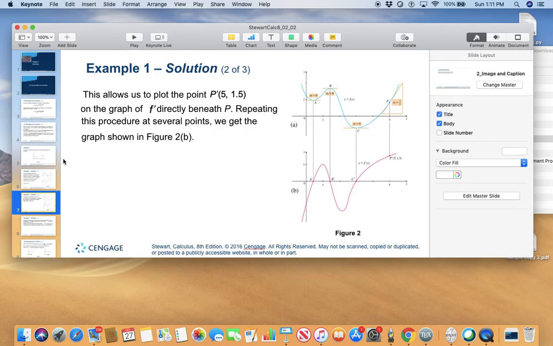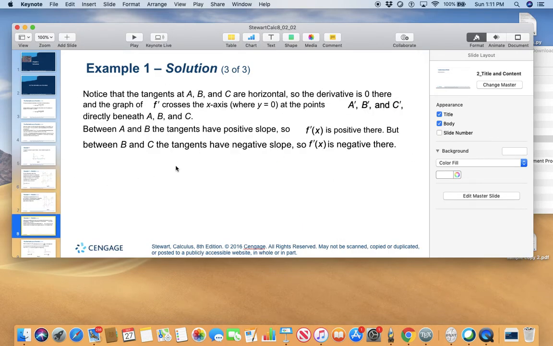So this is the same discussion that we went over. Now, notice when you have horizontal tangents, the derivative is 0. And so the derivative has to cross the x-axis. When you have positive slope, the derivative is positive. When you have negative slope, the derivative is negative, because that's what the derivative means. Derivative means slope of the tangent lines.